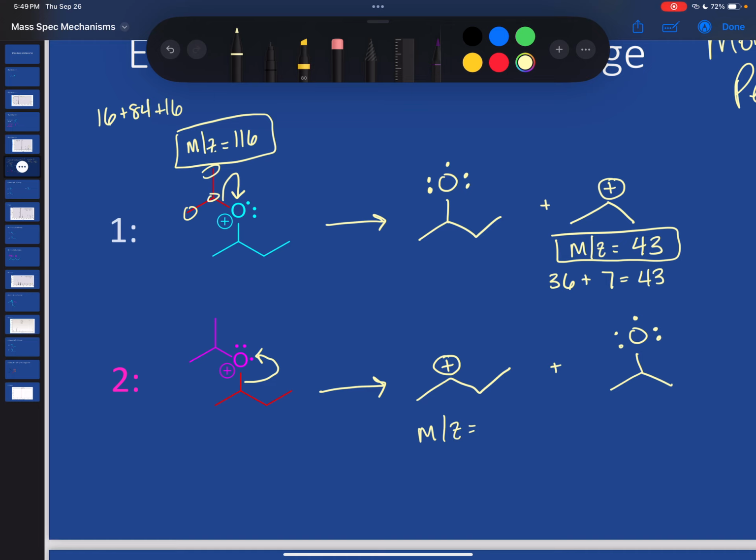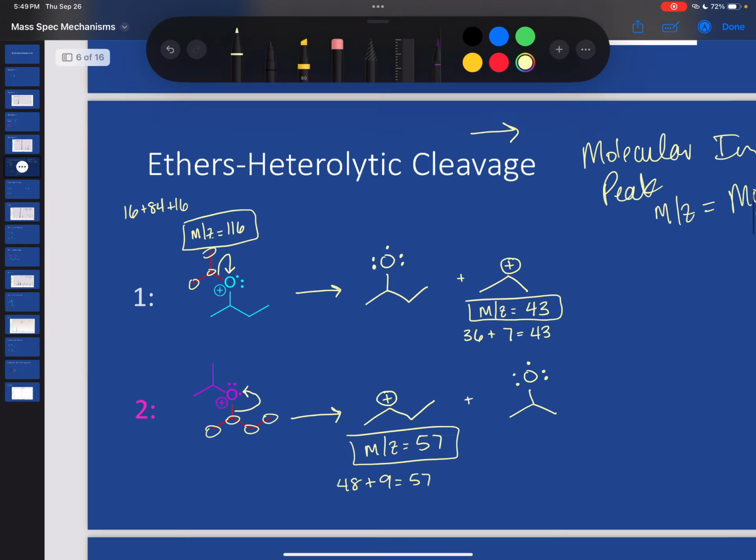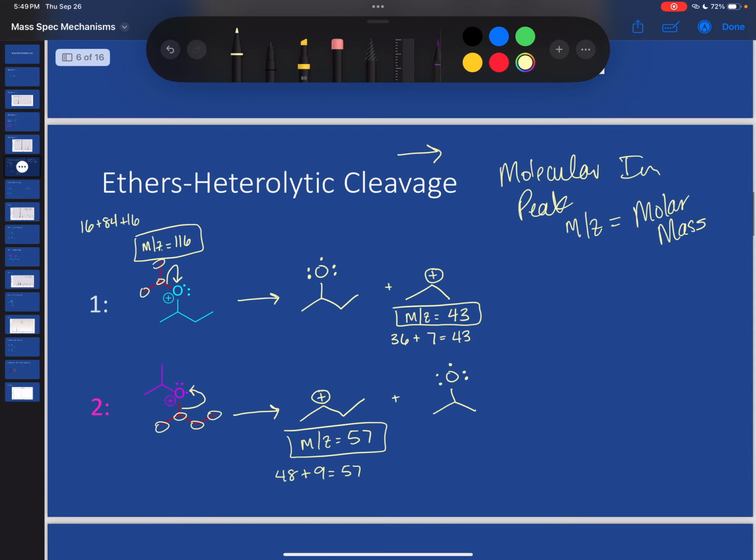Now for our mass to charge ratio, I have 4 carbons, so that's 48. And then let's see, we should have 3, 6, 8, I'm getting 9 hydrogens, so it should give me 57. So I should have a mass to charge ratio of 57. So that will be the second peak I look for from heterolytic cleavage. All right, so that's all the possible fragmentation I can do with heterolytic cleavage. Check out the next video for homolytic and then looking at the mass spec for this structure.